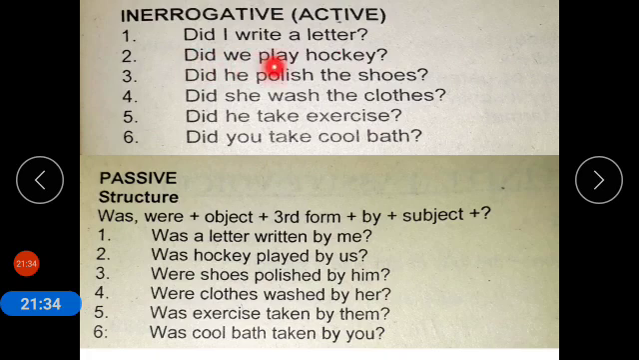Second one is: did we play hockey? Did will change into was, and the object hockey will become the subject. Then we will use the third form of verb, use of by, and we will use we as object over here, but we will change the pronoun into us. Was hockey played by us?